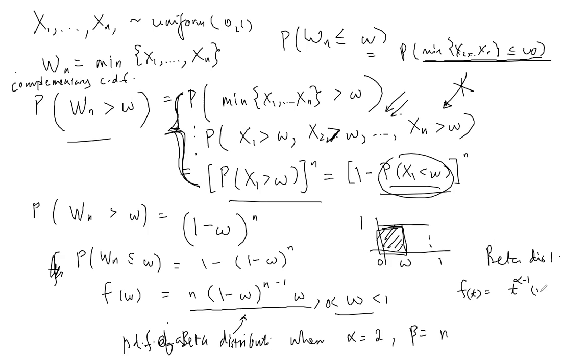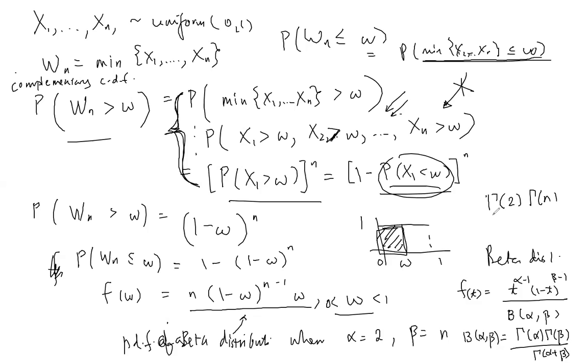T to the alpha minus 1, 1 minus T to the beta minus 1, over the beta function. Okay, the beta function is defined as the following gamma function. It's defined as a gamma function. So in this case, you basically have gamma of 2, gamma of n over gamma of n plus 2.